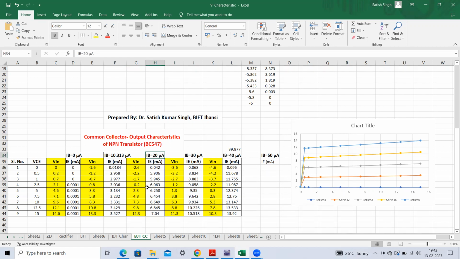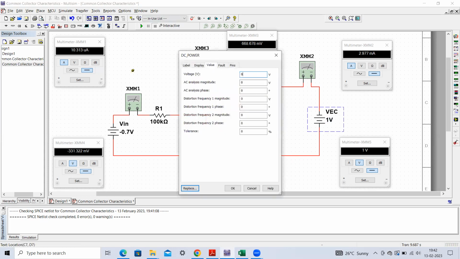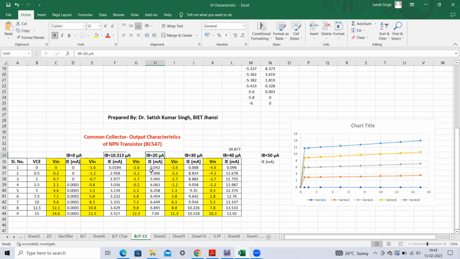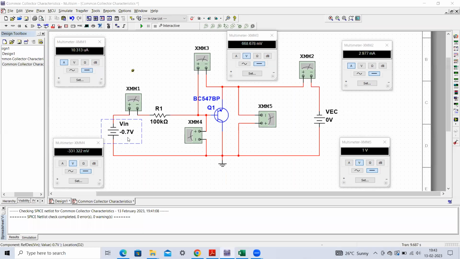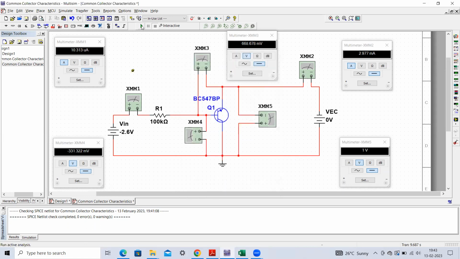You see, VC should be 0 volt, so just stop it and make it 0 volt. Then, to make this IB 20 microamperes, here you can see the corresponding V in value. This V in of minus 2.6 volt will make the IB current equal to 20 microamperes. So just make it minus 2.6, and you will be able to observe this value. So this is 20 microampere.